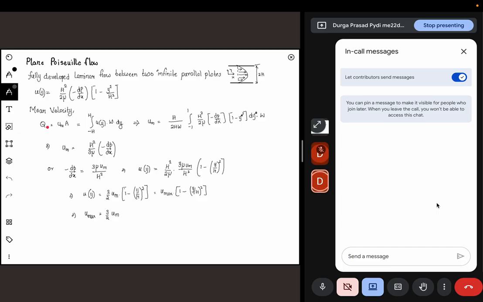To determine the mean velocity, we define Q as u_m times A, and that should be equal to the integral of u times w dy. If it is circular, then it will be 2 pi r times dr, but because it is a parallel plate channel, it is whatever the width is times dy. If you do the integration, I am getting u_m as this particular quantity. From this, you can determine dp/dx and substitute that back into the velocity equation, so you'll be left with this expression. And when y equals 0, that is where the velocity will be maximum, and that is what I am writing as u_max. So u_max and the mean velocity are related in this way.